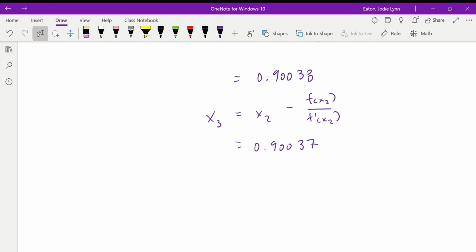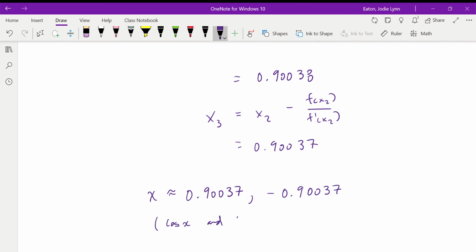And since these are both even functions, we had the one root, so that would mean our two solutions are approximately equal to 0.90037 and negative 0.90037. And we know this because cosine of x and 2x squared minus 1 are both even functions.